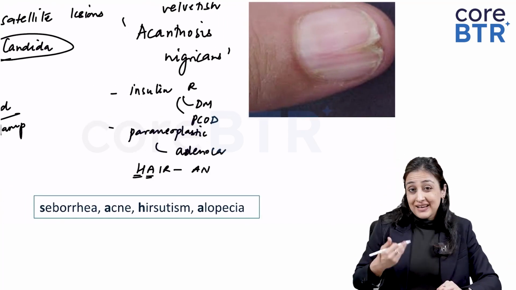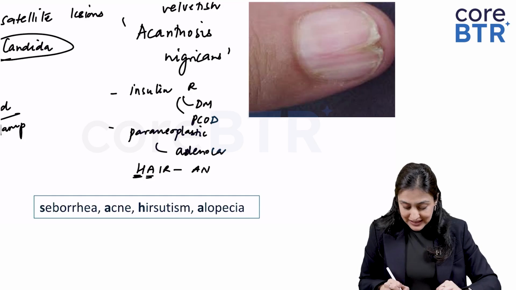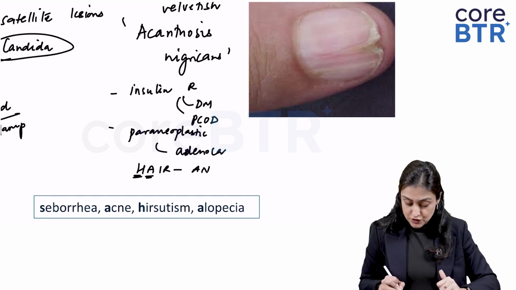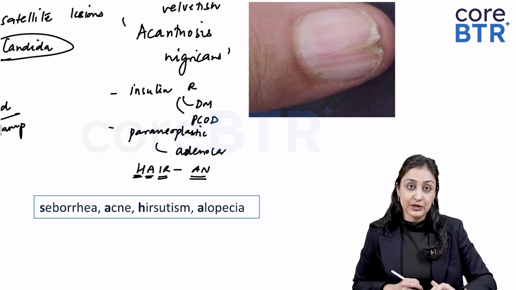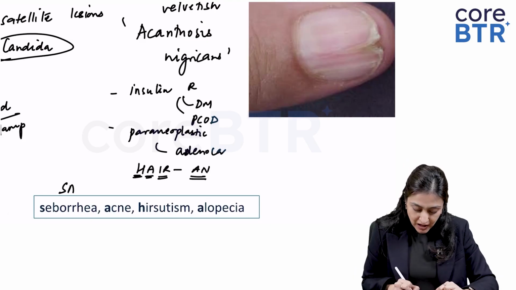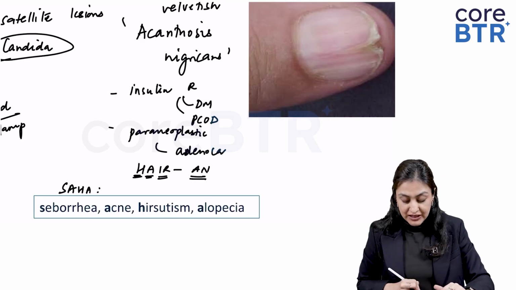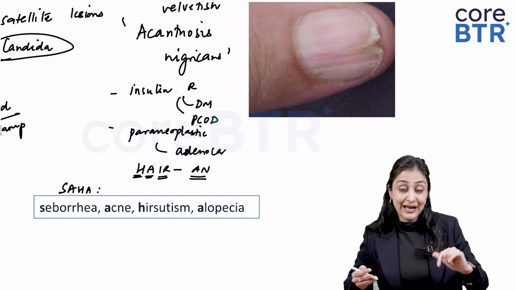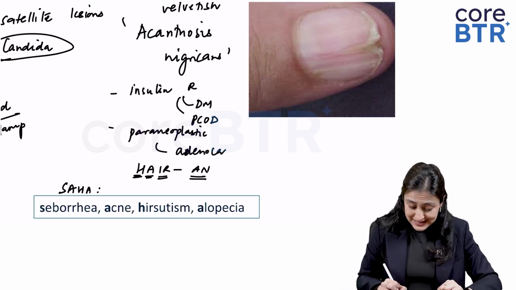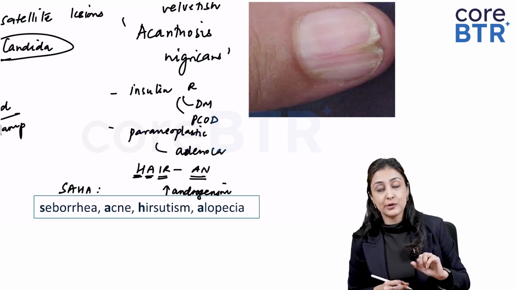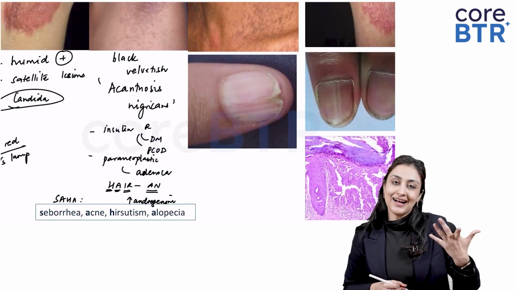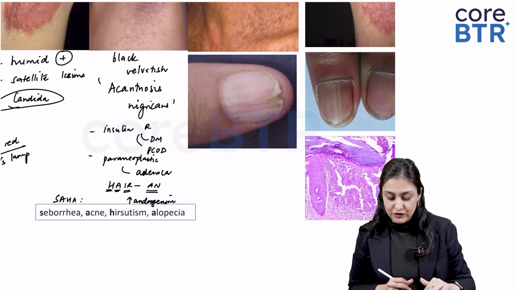This is also called HAIR-AN syndrome, which is nothing but hyperandrogenism, which is hirsutism, insulin resistance, and acanthosis nigricans. So everything that we've studied. There is also SAHA syndrome: seborrhea, acne, hirsutism, alopecia. These are all symptoms that happen where you have hyperandrogenism. So seborrhea, acne, hirsutism, alopecia, right? So SAHA, HAIR-AN and acanthosis nigricans.